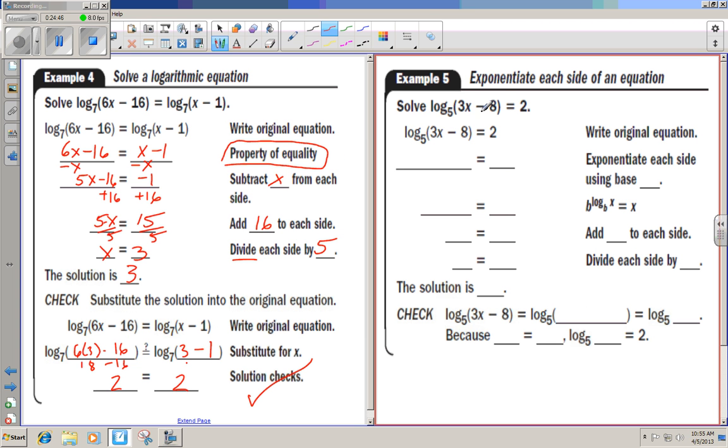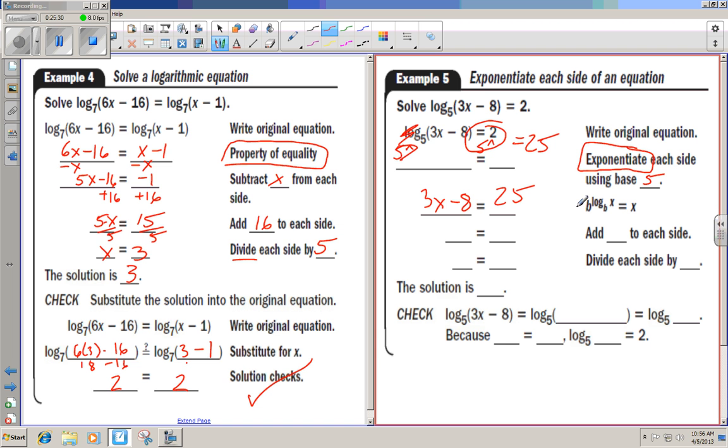This one right here, you do not have the same logarithm. Please remember that. The only way we've been able to use the property of equality is when they had the same base, or when they had the same logarithm. This one, this word is a fun looking word, you exponentiate each side using base 5. So 5 to the power, 5 to the power, cancels out. All that's left is 3x minus 8 equals 5 squared. 5 squared, everyone, you should know 5 times 5 is 25.